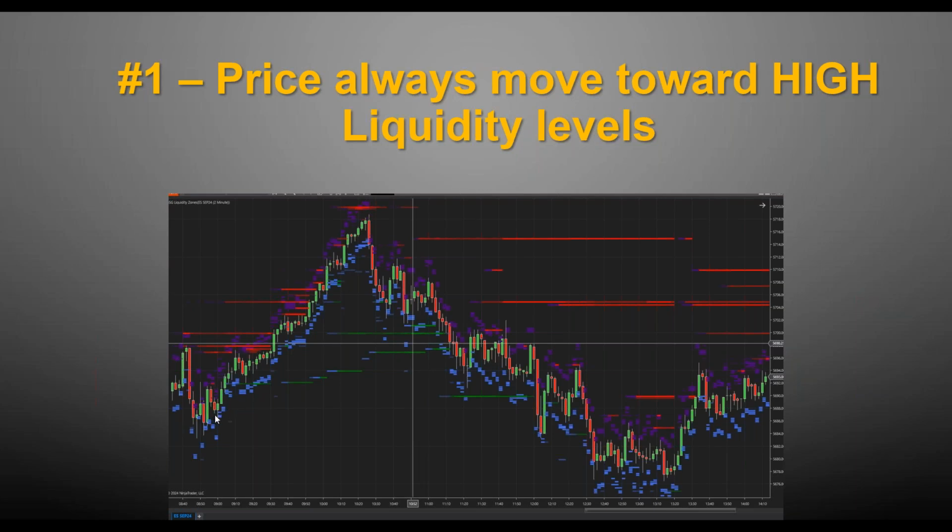So you can see every time the price moves, it moves towards the high liquidity. In this case, when the market started right here, you can see the market goes towards high liquidity areas, towards high liquidity. Once the market goes, the liquidity was exhausted right here. Now it moves towards the high liquidity on the downside, right? So remember that the market always moves towards a high liquidity zone.